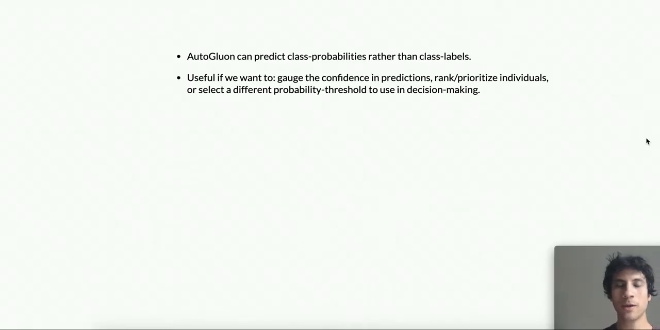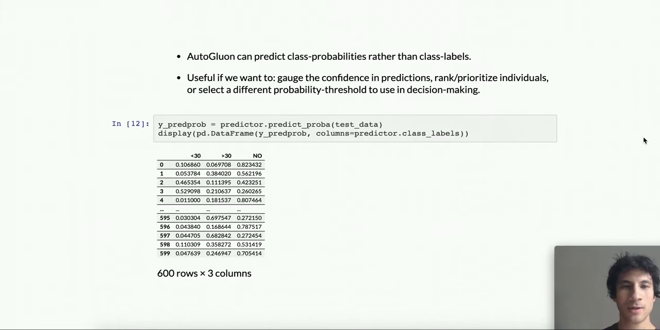Also, AutoGluon can be used to predict class probabilities instead of class labels. So here we can call predict_proba on the predictor, and the resulting object will look something like this. It'll be a vector of length 3 for each patient, where each entry of the vector basically corresponds to the predicted probability of that particular class according to AutoGluon's best model.